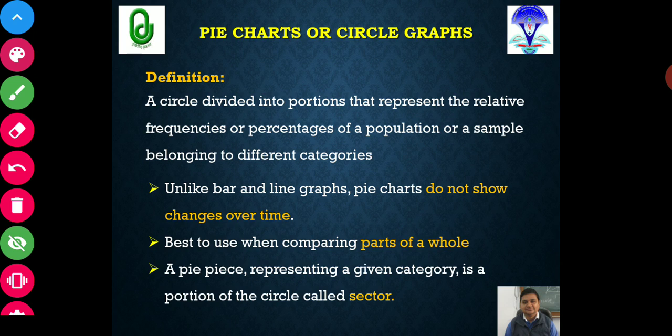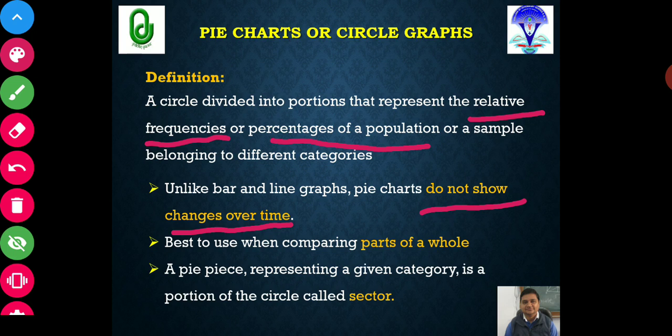What is the definition of pie? The pie is a circle divided into portions that represent the relative frequencies or percentage of a population or a sample belonging to different categories. Each portion represents the relative frequency or percentage of a population or sample. Unlike bar and line graphs, pie charts do not show changes over time. This is also a very important point. In line graph and bar diagram, we have already seen that it represents how my data is changing with time. But here the main aim is to represent the proportion of the whole. Then we will go for pie chart.